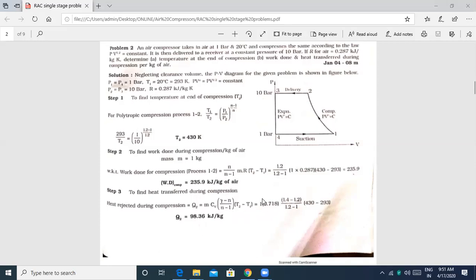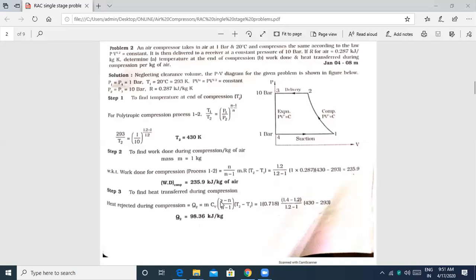You have to remember this formula. This is the heat transfer during polytropic compression: m Cv into (gamma minus 1) divided by (n minus 1) into (T2 minus T1). m is 1 kg. And what about Cv? As I said, you have to remember certain values. Cv you always take as 0.718 and Cp as 1.005. Gamma is 1.4. Don't make confusion between gamma and n.